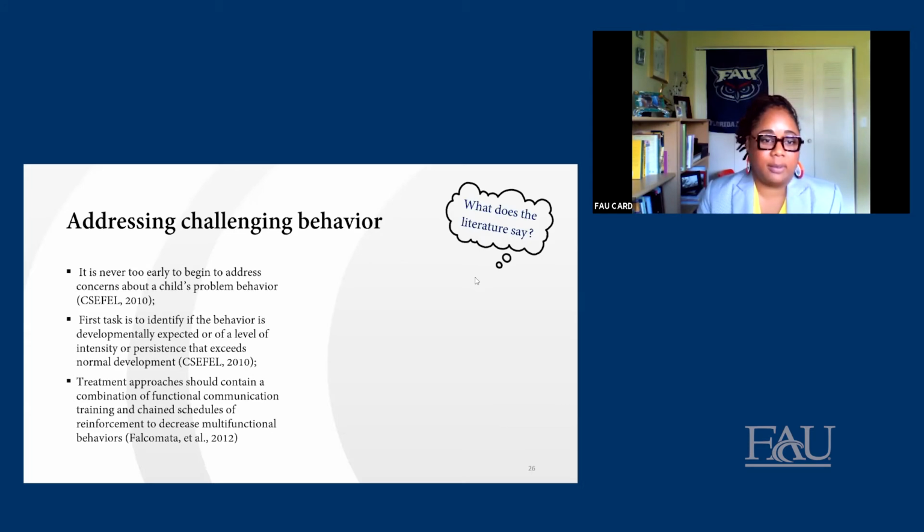And you want to think about whether the behavior is developmentally expected, or of a level of intensity and persistence that exceeds normal or typical development. Because especially when we're working with young children, a lot of the behaviors that young children with ASD might be exhibiting would also be exhibited by children without ASD. So you are looking at behaviors that exceed that range of typical or normal development.